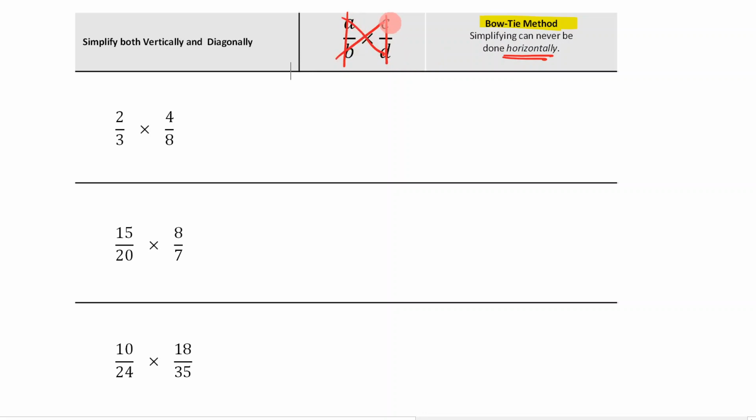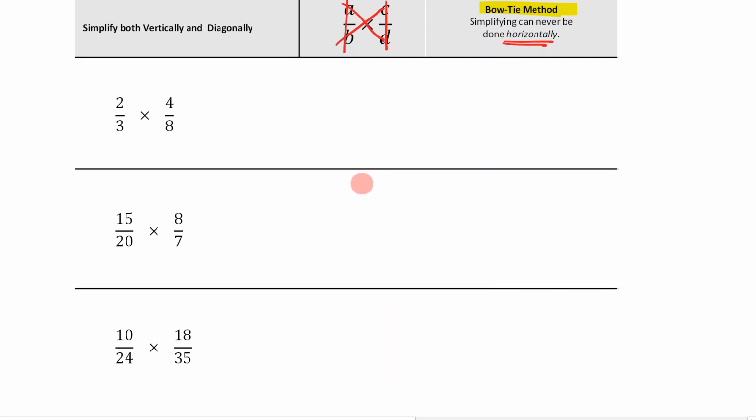Okay, so these are a bit trickier examples here, so let's give them a go. I can't simplify 2 and 3. I can simplify 4 and 8. Both of those are divisible by 4, so this will be 1 and this will be 2. Is there anything else I can simplify here? Well, I can simplify 2 and 2 because I've got a 2 there now. 2 divided by 2 is 1, and 2 divided by 2 is 1. So you can see there I simplified twice, didn't I?